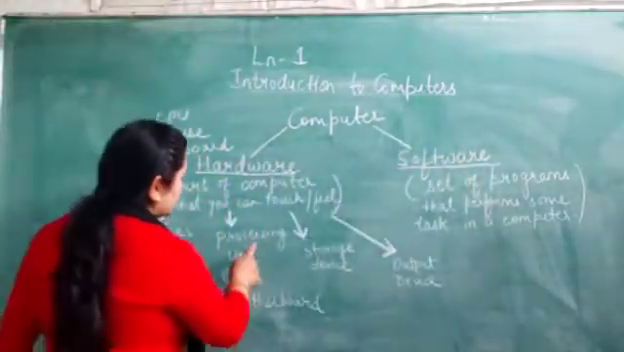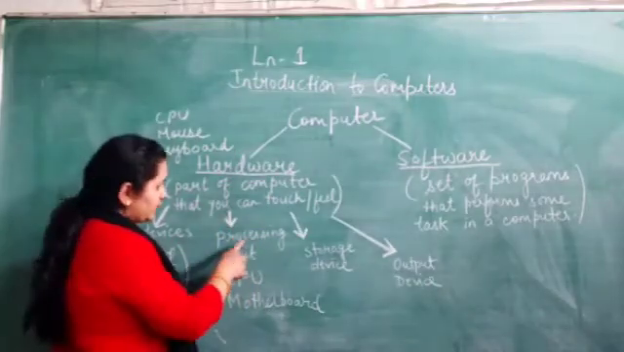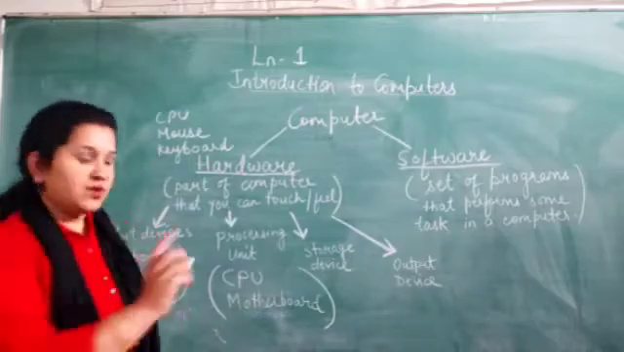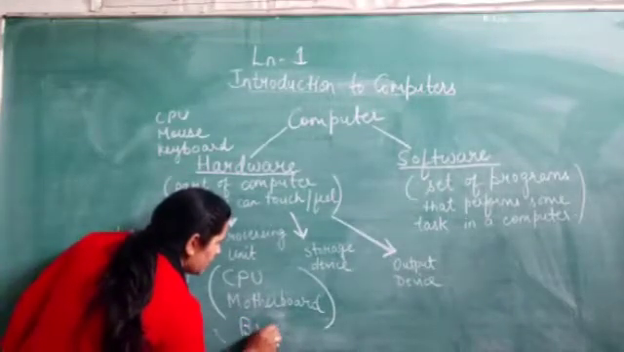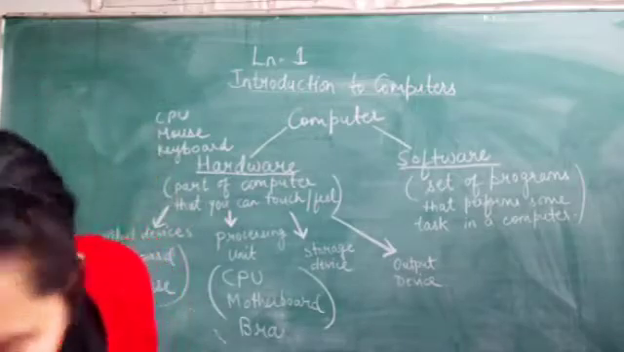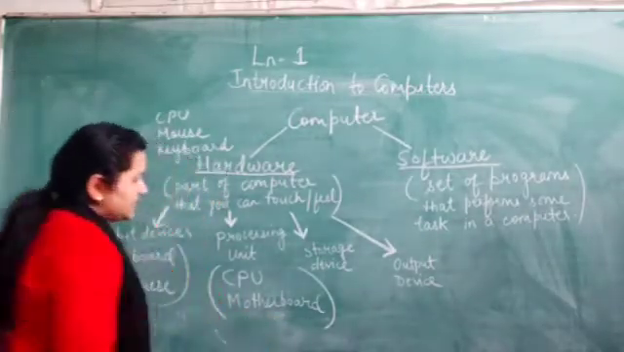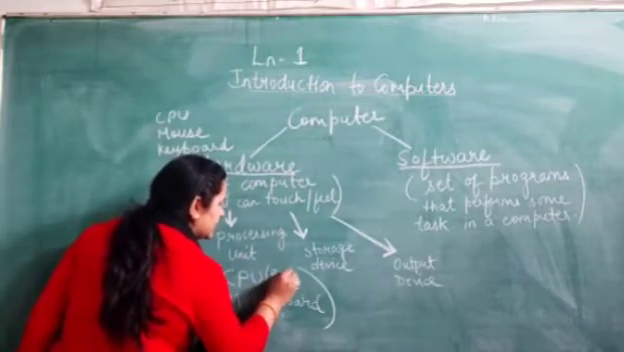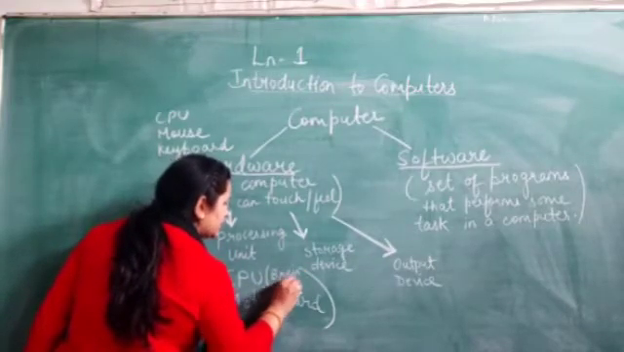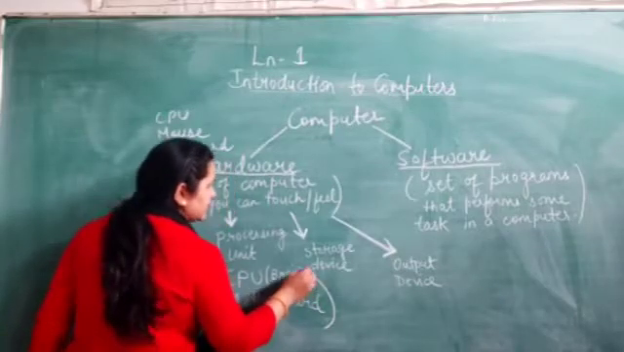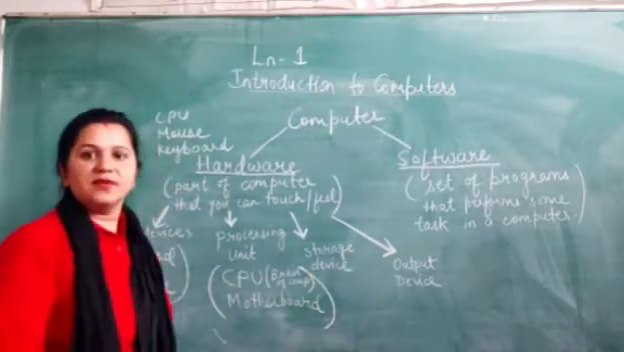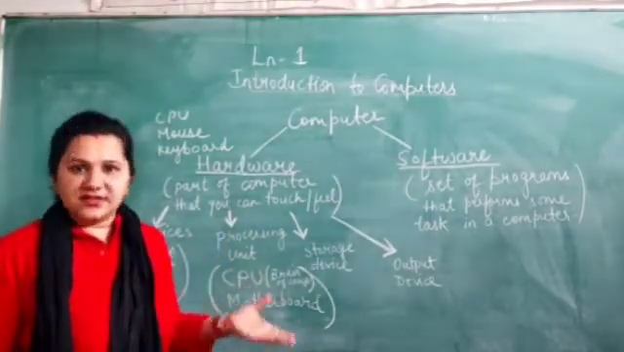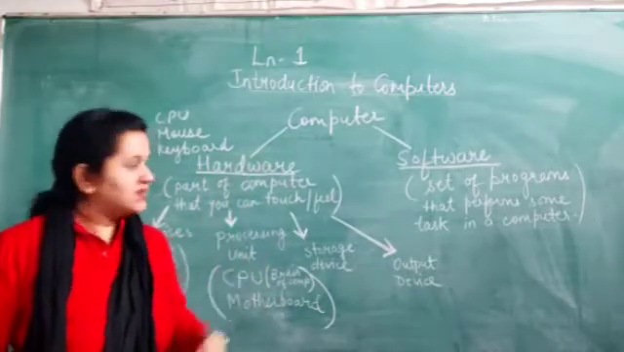So now, children, the processing unit comprises of what? The processing unit consists of CPU and motherboard. CPU is also known as what? Brain of computer. So these two comprise the processing unit. These two help in processing the data, meaning they help in analyzing the task.